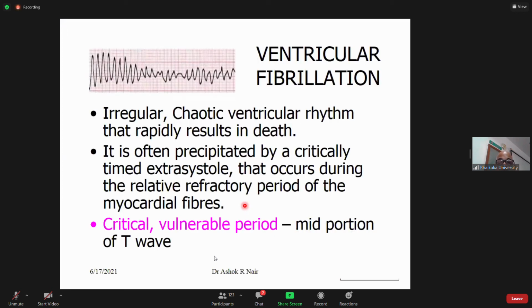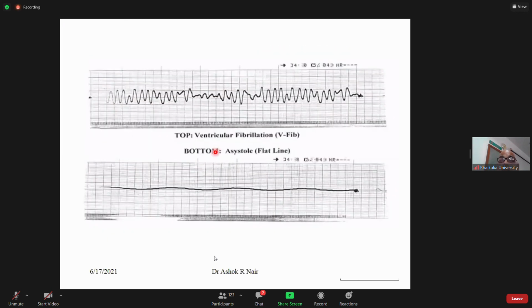Now, if there is a re-entry phenomenon occurring in the mid portion of the ventricle, ventricular fibrillation, an uncoordinated contraction is occurring. It can lead to death of the individual also. It can lead to an asystole.